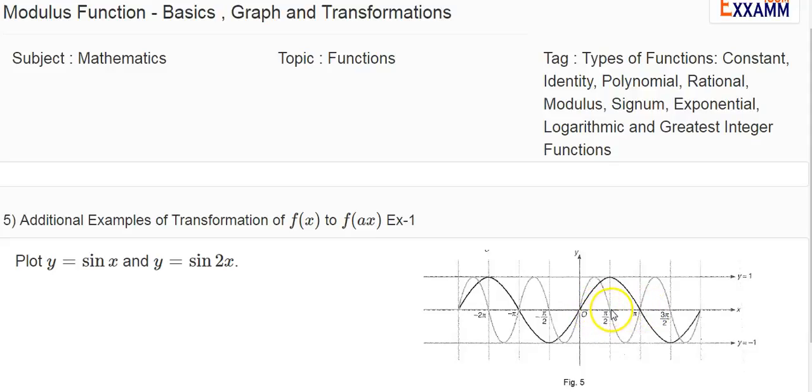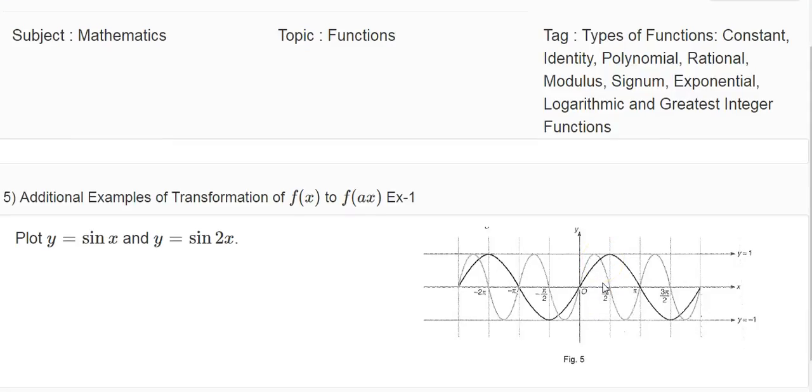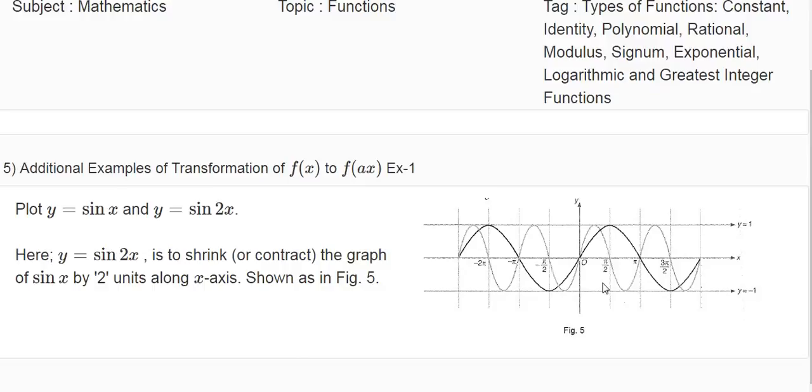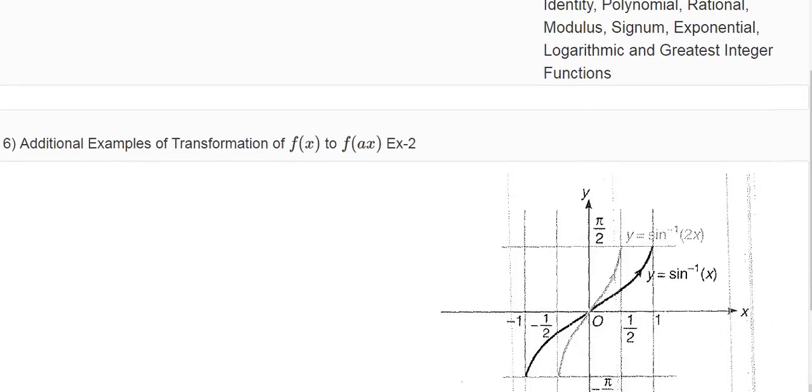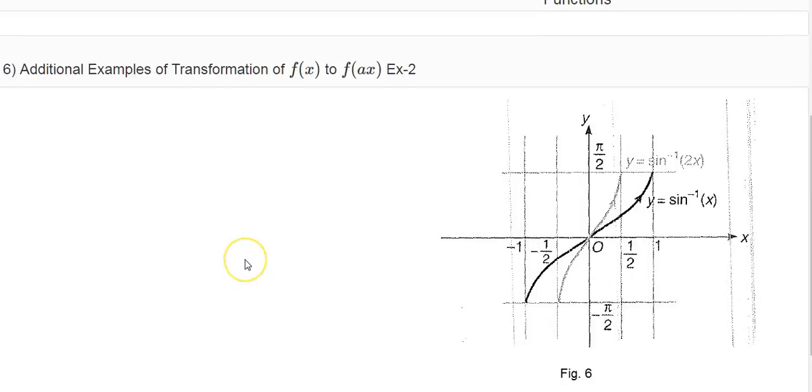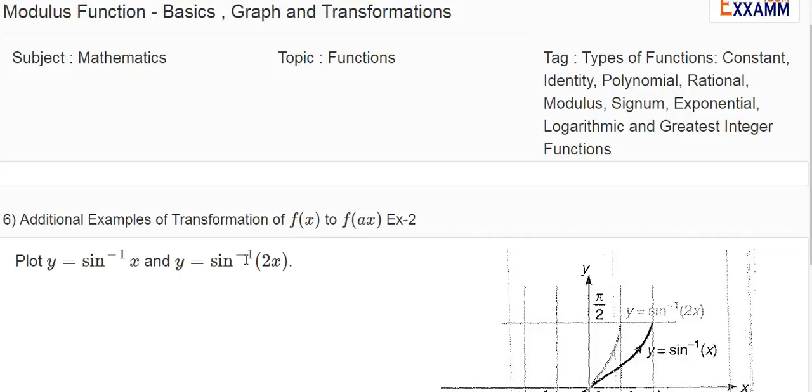And now in this case, at x is equal to pi by 4 only, the value of y would become 1. So from x is equal to pi by 2 to x is equal to pi by 4 only, the y will attain its maximum value. So now let us consider another example. This is the graph of y is equal to sine inverse x, and we are seeing how it will transform to the graph of y is equal to sine inverse 2x.